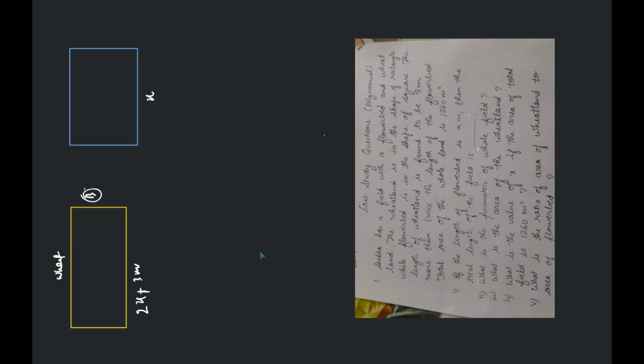How? We have calculated the perimeter and then found a side. Perimeter is equal to 2 times length plus breadth. The total area of the whole land is given, and you are calculating the perimeter.